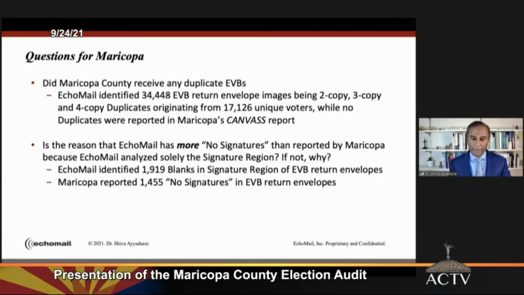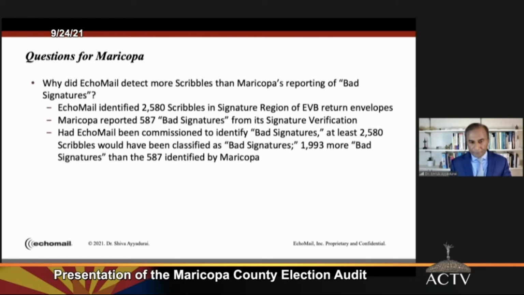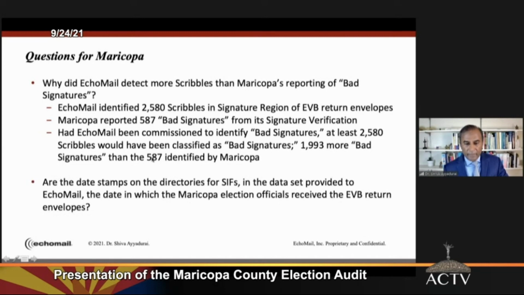And if not, why? The next question is, why did EchoMail detect more scribbles in Maricopa's reporting of bad signatures? Again, this comes to the point which I probably emphasized enough here, but if our scribbles at that less than 1%, 0.1 to 1% pixel density were considered bad signatures, that is significantly more, 3 to 4 times more than Maricopa's 587 bad signatures. And the other question are the date stamps and the directories that we have, the date on which the EVB return envelopes were received by Maricopa officials. We have assumed that when we did our time temporal charts.